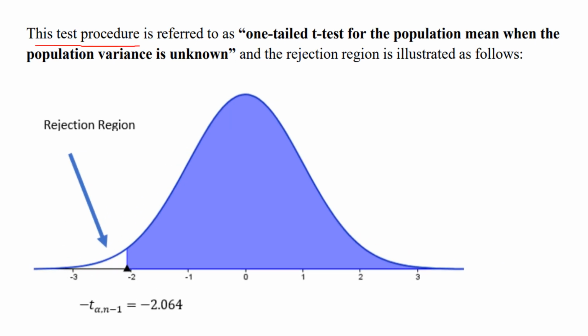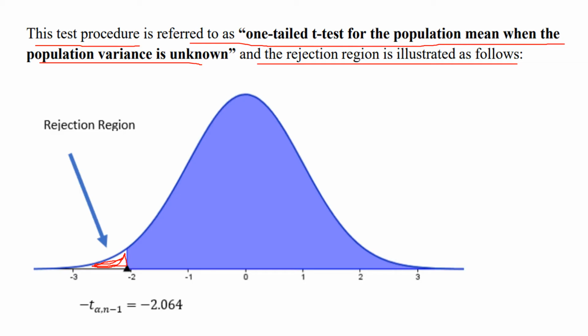This test procedure is referred to as a one-tailed t-test for the population mean when the population variance is unknown. So we only consider the left-tailed part of your normal curve, and the rejection region is illustrated as follows. As you can see, the non-shaded region here represents your rejection region.